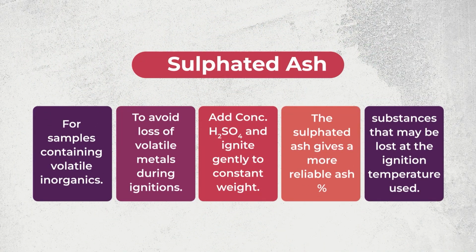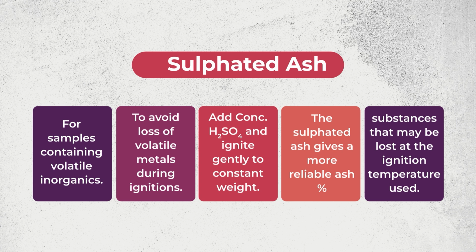What is sulfated ash? When we burn the material dry, some of the metal ions, some of the metal atoms, get evaporated. For example, lead. Lead is a toxic metal. In food products, lead residue is very dangerous. So for those kinds of foods, especially herbs and spices, the regulators insist that we do sulfated ash.